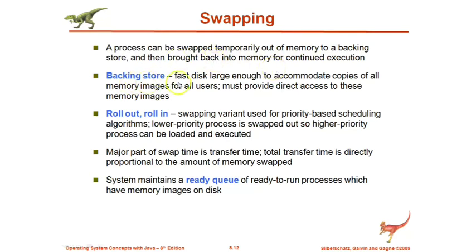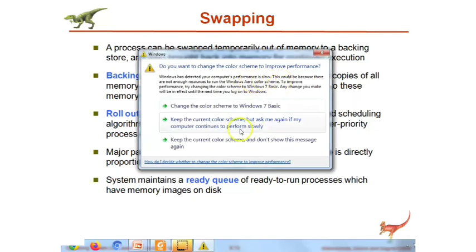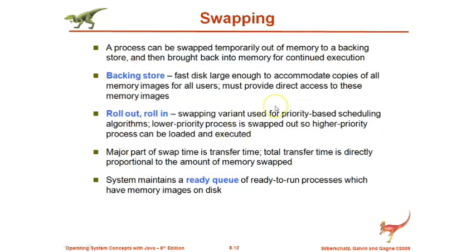So what is this backing store? This backing store is nothing but again a memory segment. It's a fast disk large enough to accommodate copies of all memory images of all users, and it must provide direct access to these memory images. Here we have one more term, roll out and roll in. Roll out means moving a process to the backing store, and roll in means loading the process back from the backing store to the main memory.